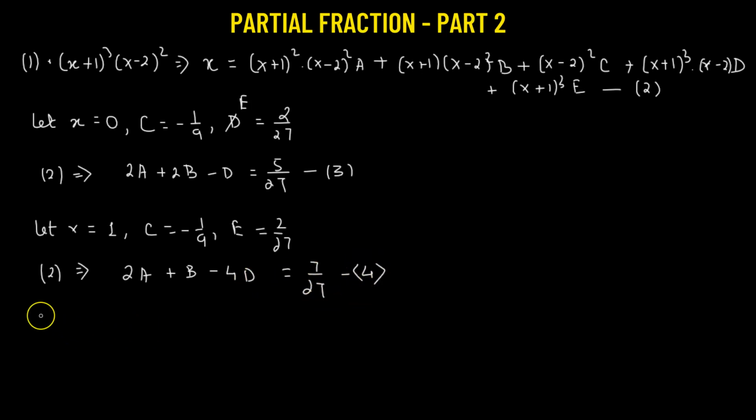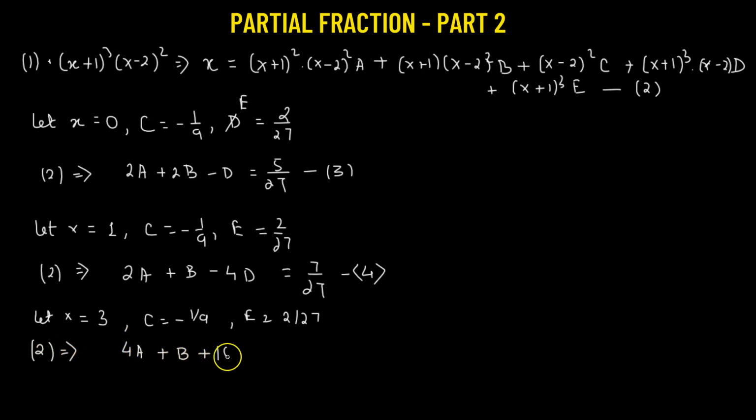And finally, we're going to consider one more value of x. So we're going to consider, let's say, x equals to 3. And c value, that's negative 1 over 9, and our e value, that's 2 over 27. That gives us equation number 2 as 4a plus b plus 16d equals to negative 11 over 27. So this is equation number 5.